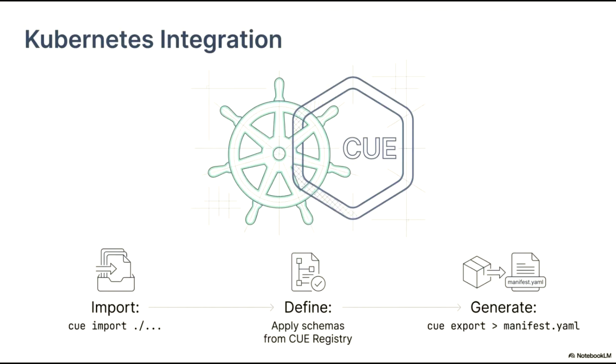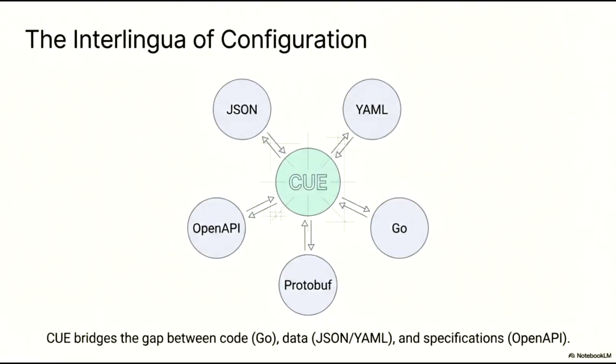The concept of Q as the interlingua of configuration highlights its unique role as a central hub for modern infrastructure and application management. At its core, Q is designed to bridge the functional gaps between code, data, and specifications. As illustrated, Q provides bidirectional compatibility with common data formats like JSON and YAML, allowing for seamless translation and rigorous validation of configuration files. It extends this capability to interface specifications such as OpenAPI and Protobuf, ensuring consistency between API definitions and their underlying data models.